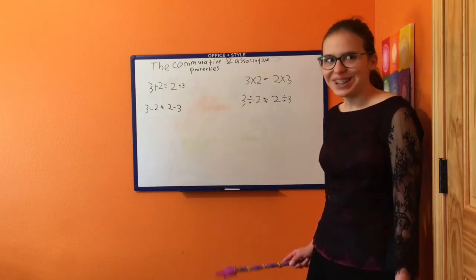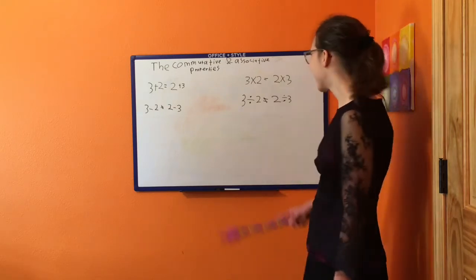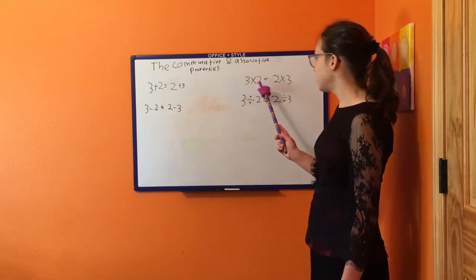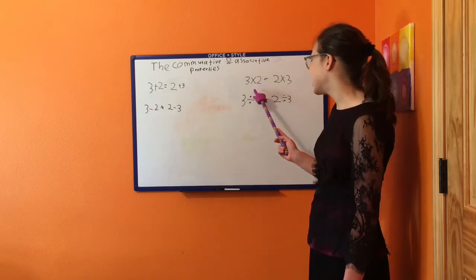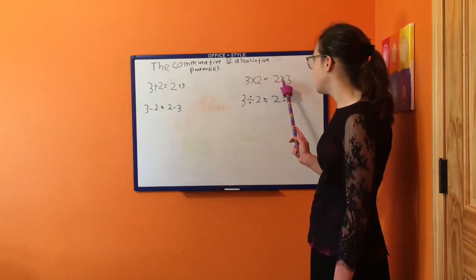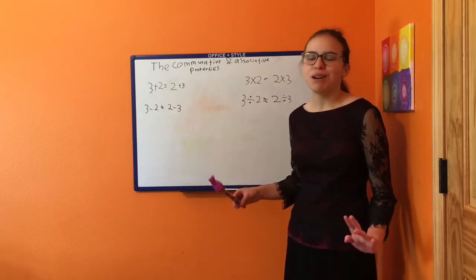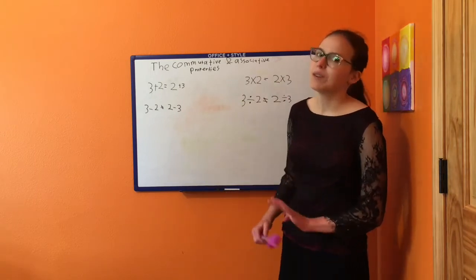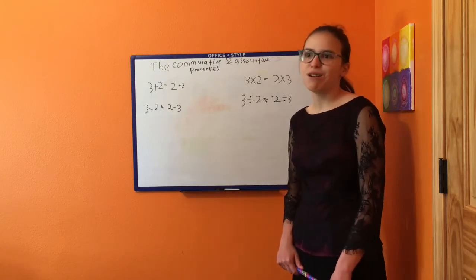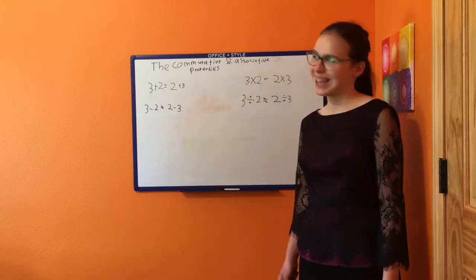Multiplication also follows the commutative property. 3 times 2 is 6, and so is 2 times 3. Again, it doesn't matter what order you put the numbers in. You can flip them around all you want, and it will always be the same.